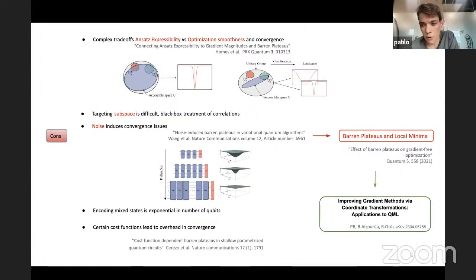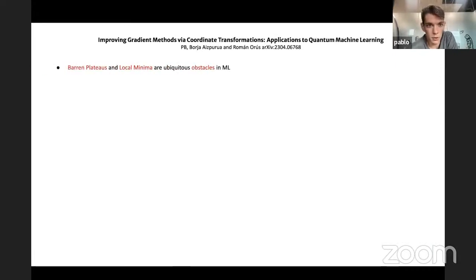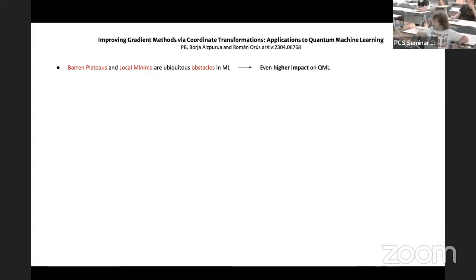So here our paper comes up. Okay, here we are proposing some improvement on these gradient methods in order to alleviate the effects of barren plateaus and local minima in optimization procedures. This is the paper I'll be talking about. As I was saying, barren plateau and local minima are there. This is something we can hardly avoid in our current situation, in our current quantum hardware. So we have to look for alternatives. We have to look for solutions.